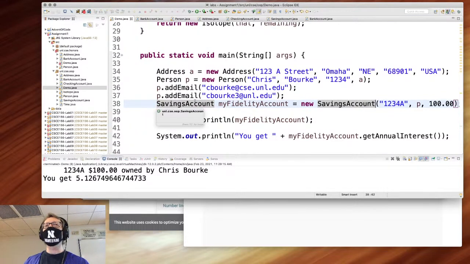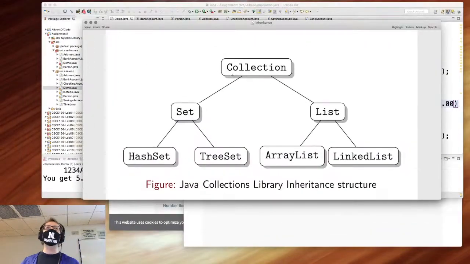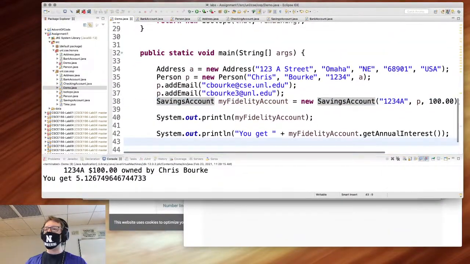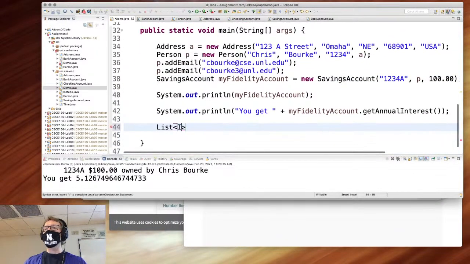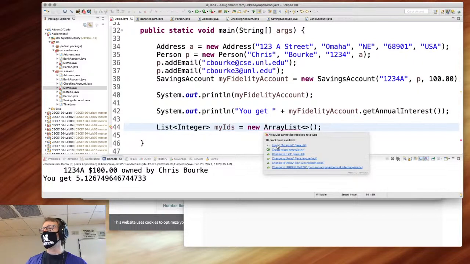In general, you want to treat your subtypes as generically as possible. What I mean by that is, in previous examples, whenever we created a hash set or an array list, we didn't treat them like a hash set or an array list. We treated them like a set and a list. Just to remind you, this is how we generally do it. I have a list of integers, my IDs or whatever you want, new array list of integers. And I'll use the new syntax right here. And of course, I have to bring this in there.